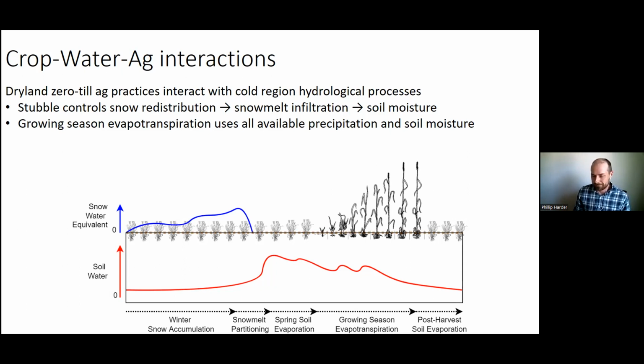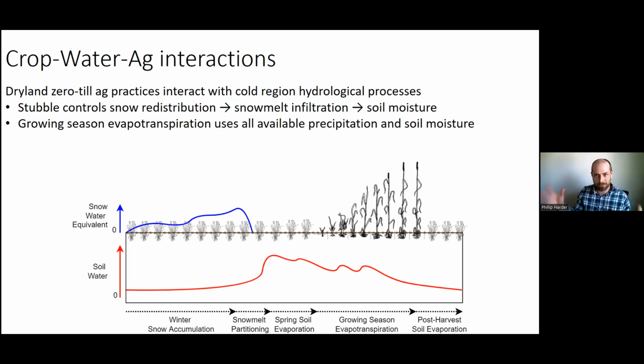So if we want to go throughout the year, wintertime occurs, we have snow accumulation and a snowpack, and a big factor in that is how well our crop stubbles are able to retain snow, and therefore will determine how much snow can infiltrate in springtime, which leads to what is the soil moisture condition at the start of the growing season. And then when we get into the growing season, typically, and this is not always the case, this year being an extreme example of all endpoints on the climate spectrum, but typically all available precipitation and soil moisture is used to determine how much evapotranspiration occurs and therefore crop water growth.